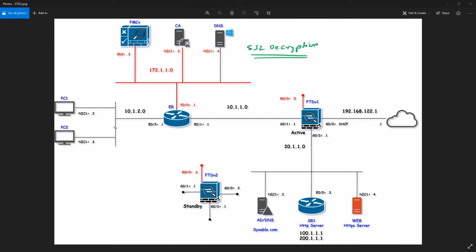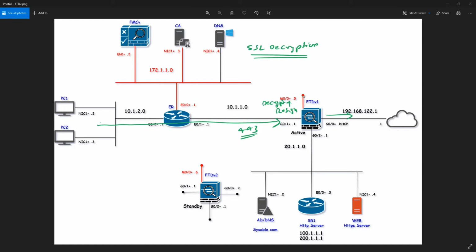What happens is, SSL decryption means that when the traffic is coming from my PC and reaches the FTD, you have different options like decrypt and resign. So now my FTD will decrypt the traffic which is going on port number 443, that is the encrypted traffic. It will decrypt the traffic, resign it, and send it to the internet or anywhere wherever the policy you have provided says.